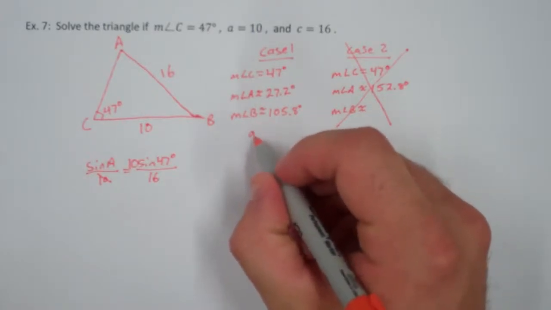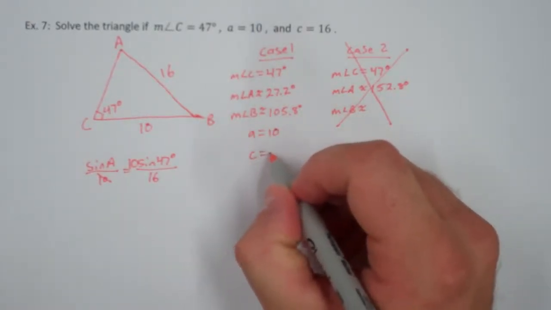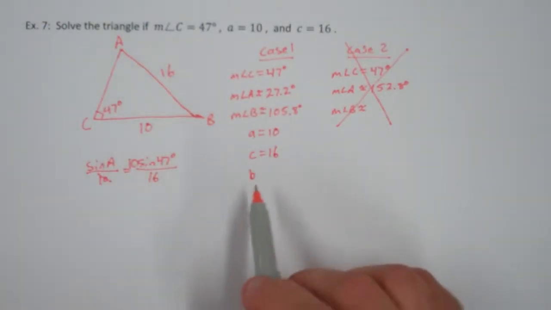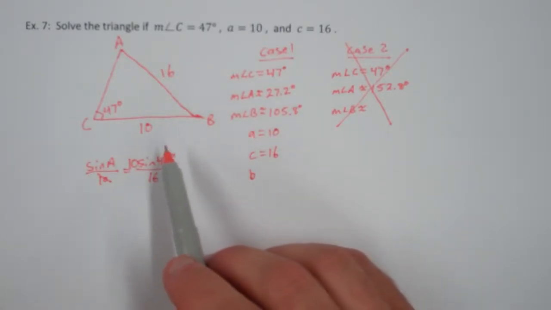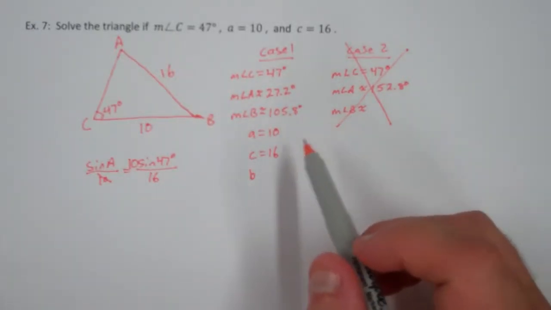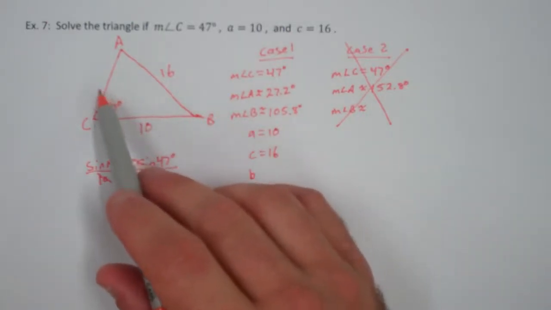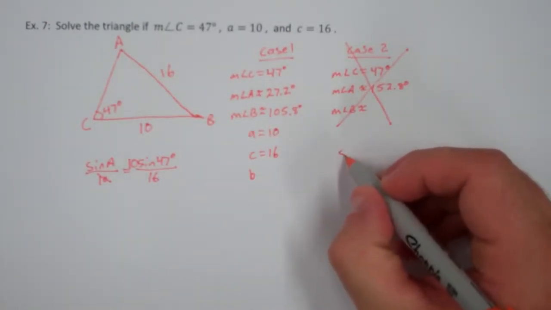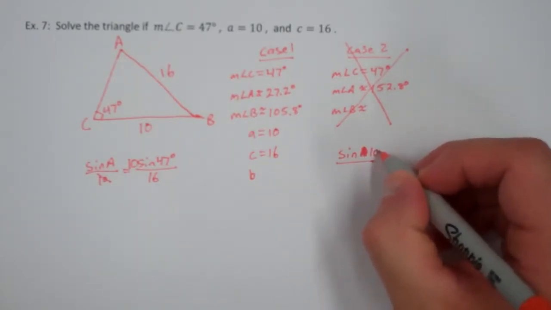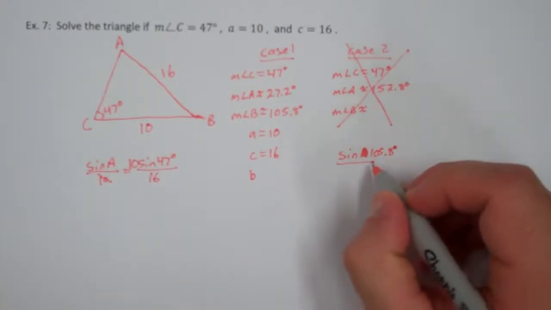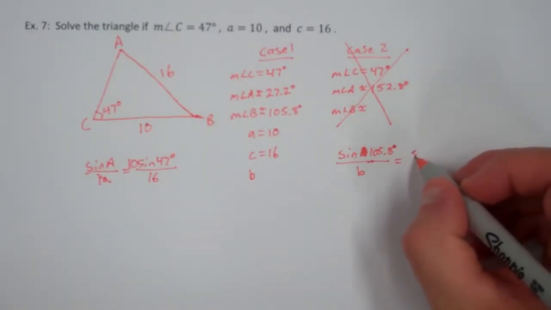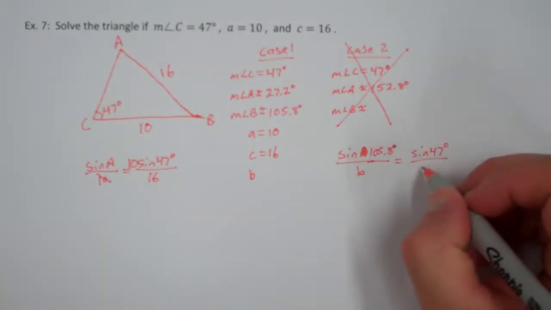Remember, we were also given that A is equal to 10 and C is equal to 16, so all we really need to do is find B. When I'm finding B, I like to use as much of what we were given as possible. We were given angle C and side C, so we'll use that. We also know an approximate for angle B, and we're trying to find its opposite side. So here's how this law of sines is going to look. Sine of B, which is 105.8, over B, is equal to the sine of 47 degrees over 16.